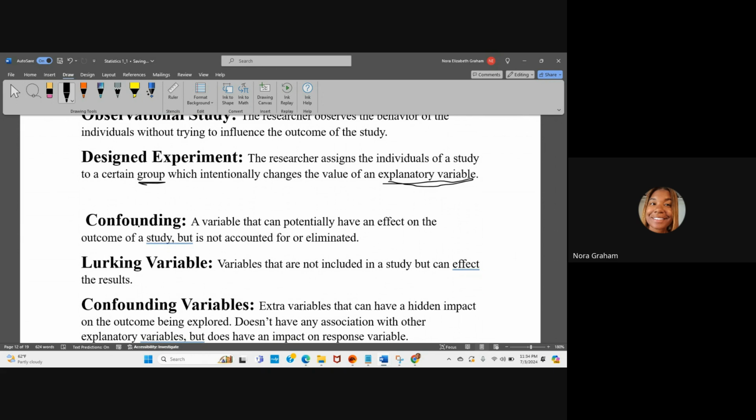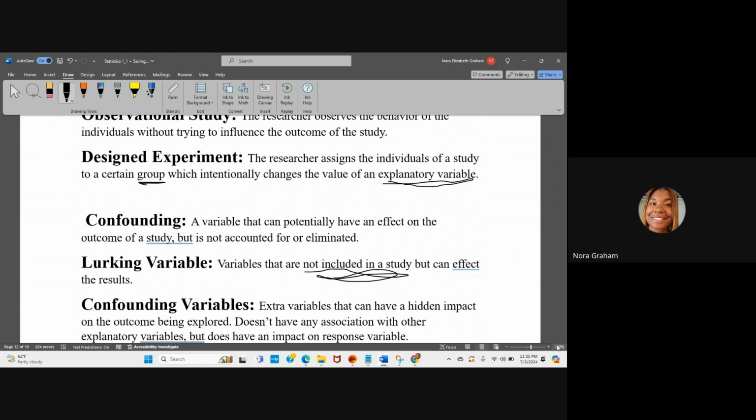And to avoid them, you can look at similarities and differences in your study. Lurking variables are variables that are not included in the study. You don't include them. I think that's the main difference. With confounding variables, you include them. Lurking variables, you do not include them in the study. I would say that's the main difference.